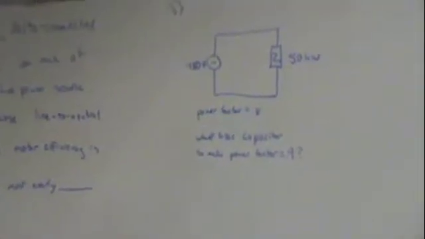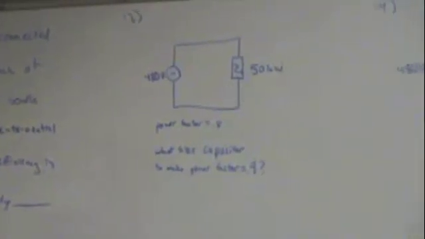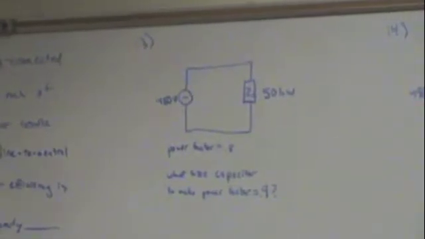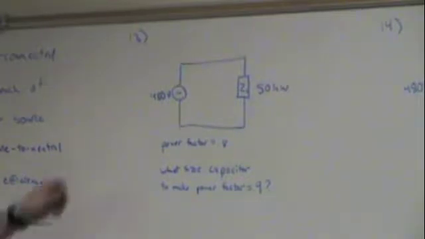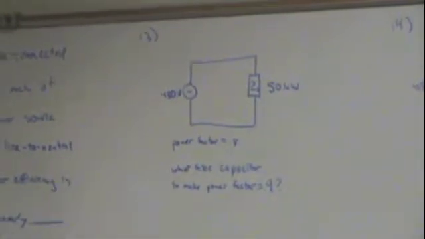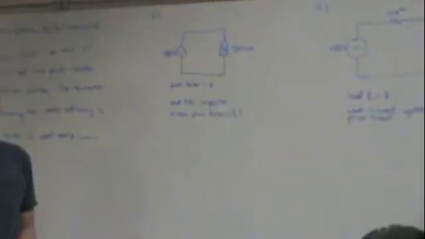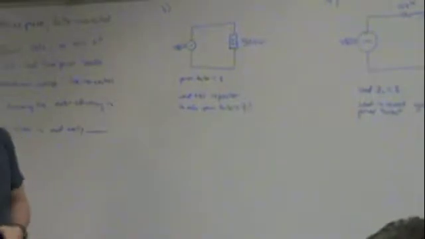Thirteen. What size capacitor to make the power factor equal to 0.9? So we have this wonderful circuit. Very simple. No mistakes. Easy. The original power factor is 0.8.